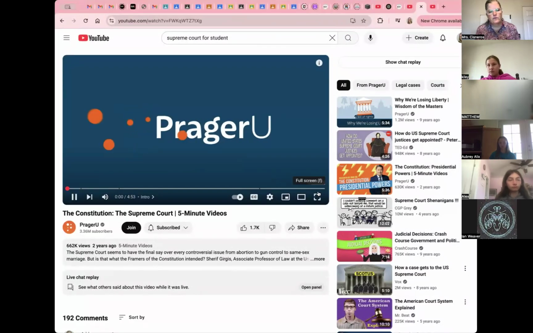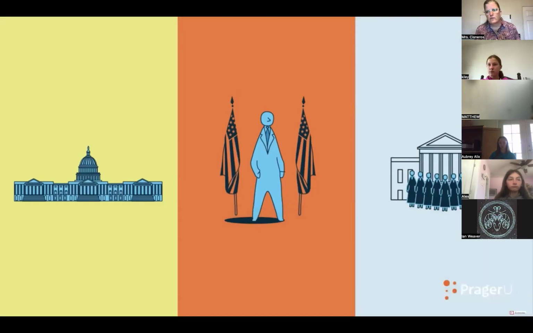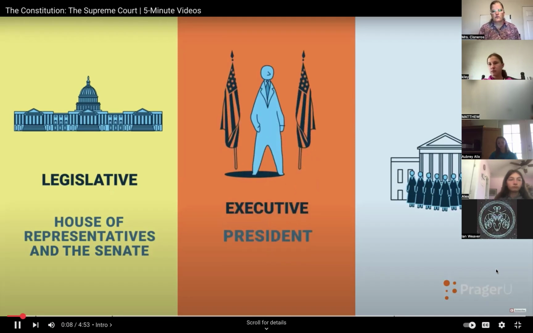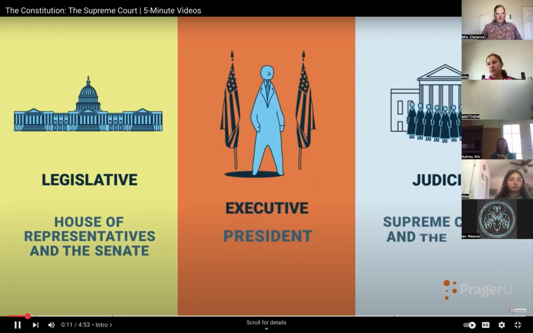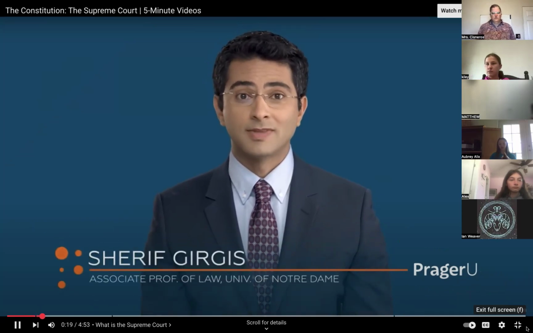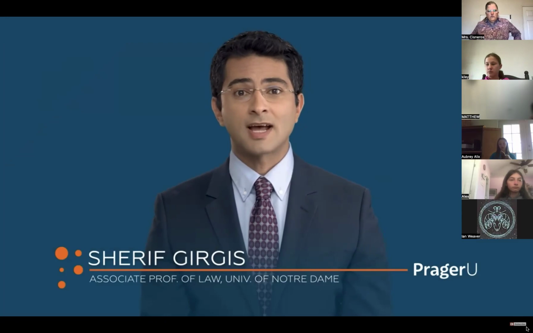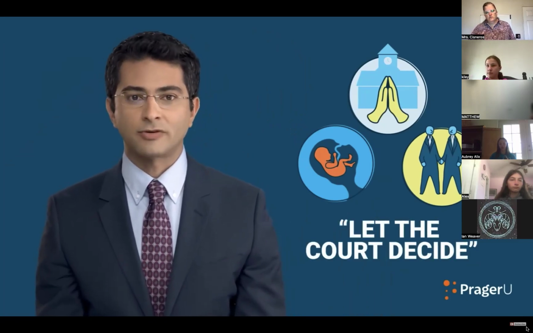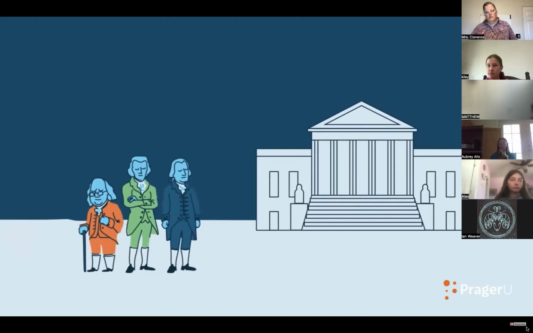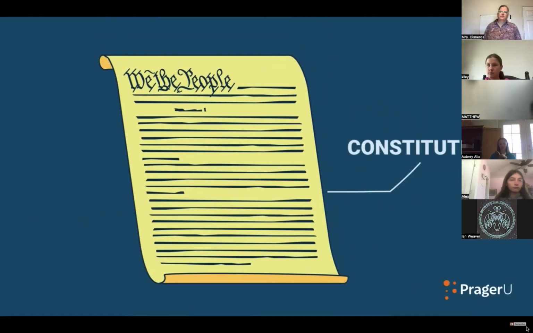Of the three branches of government, the legislative, the House of Representatives and the Senate, the executive, the president, and the judicial, the Supreme Court and the lower federal courts. Which is the most powerful? Today, most people would probably say the judicial. It's the Supreme Court that has the final say over every controversial issue. Prayer in school, abortion, same-sex marriage, let the court decide is the modern refrain. But that's a long way from how the framers saw the role of the courts. Let's look at what the Constitution says.